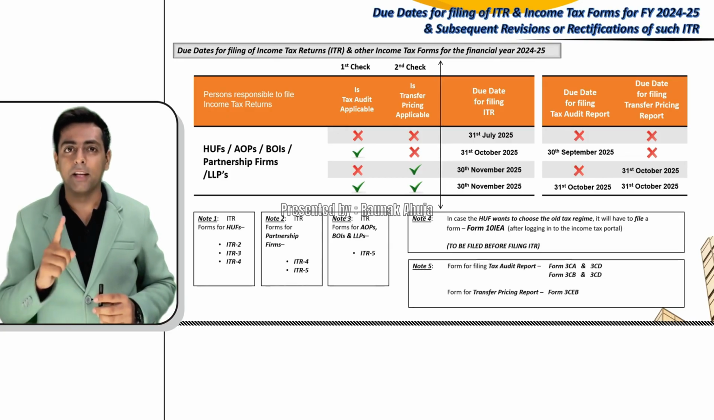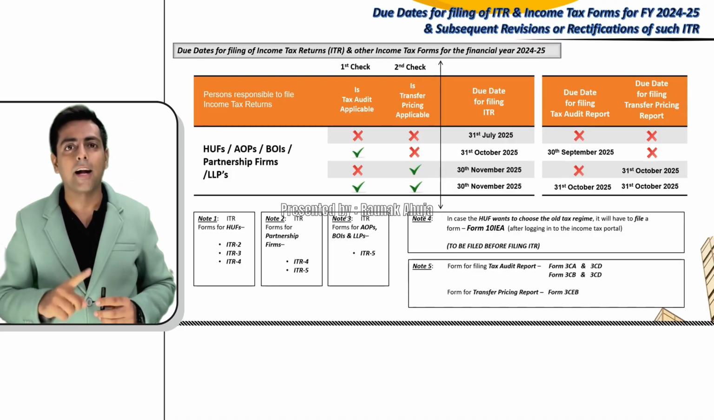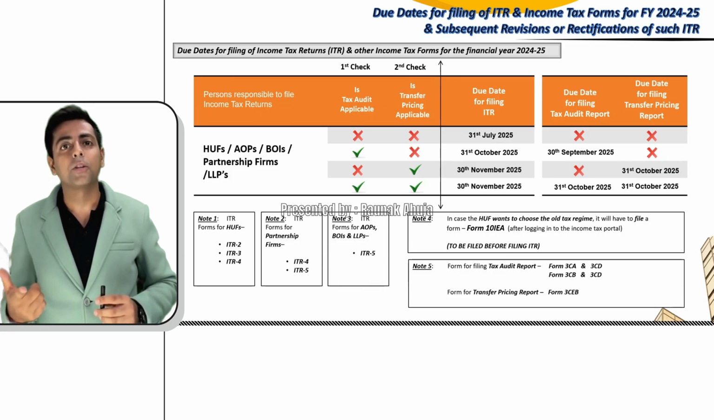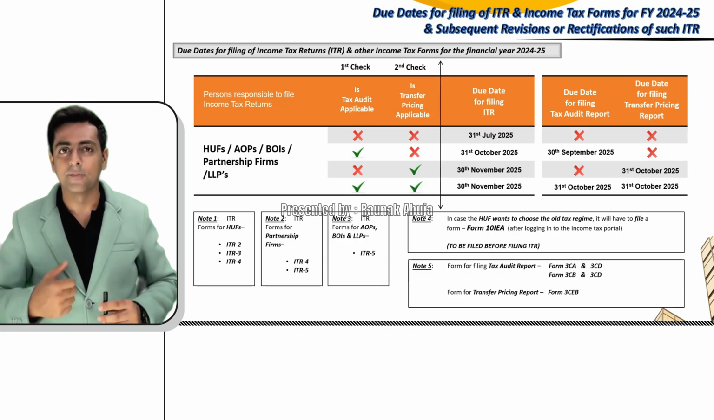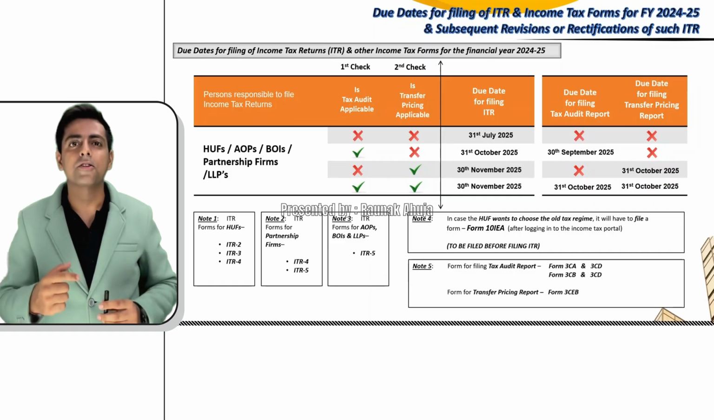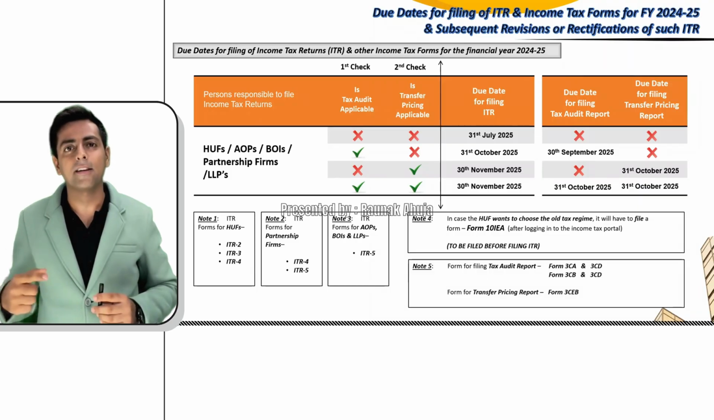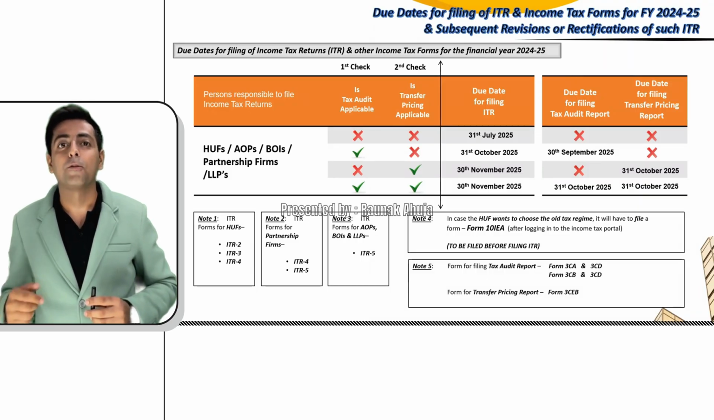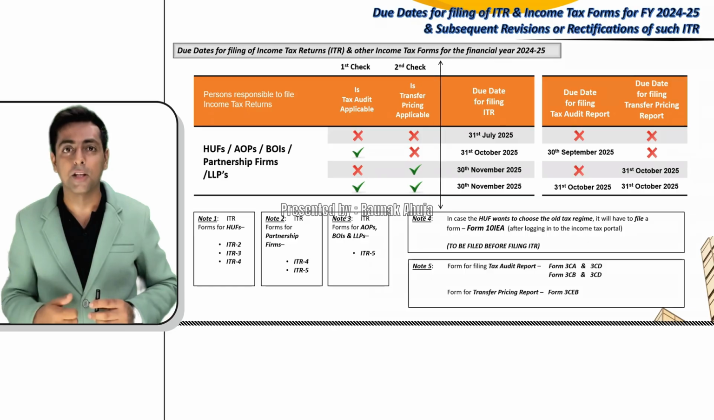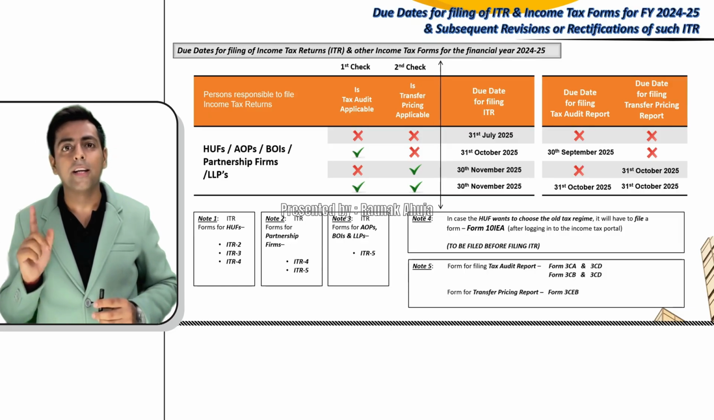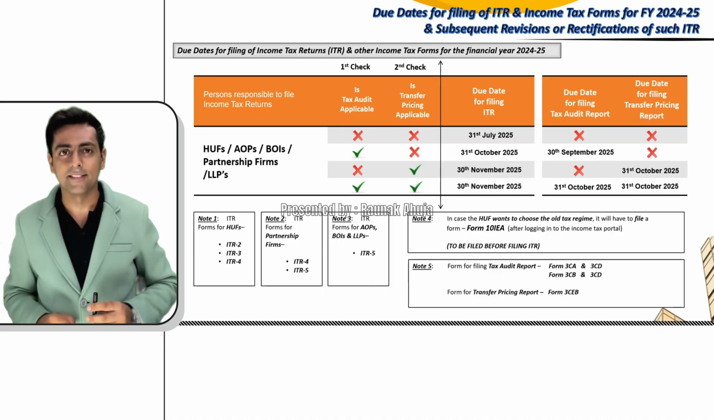Moving on, the HUFs are allowed to file ITR 2, 3 or 4 based on the nature of the income earned. The partnerships will be allowed to file either ITR 4 or ITR 5. For rest of the assessees, that is AOPs, BOIs and LLPs, only ITR 5 can be filed.